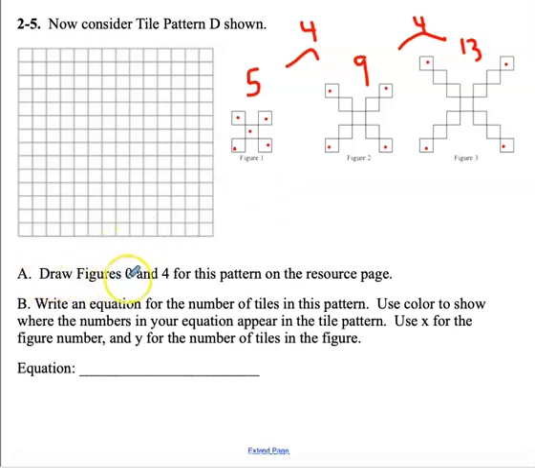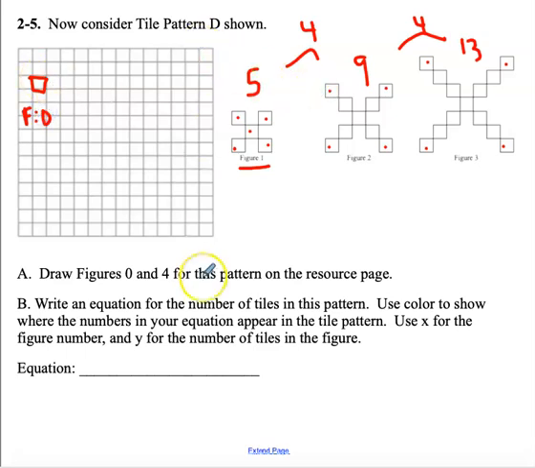So now it says draw figure 0. Well, if we have to draw figure 0, this is figure 1. Now this is where all this work comes into play. So this 5, it goes up by 4 to 9, it goes up by 4. Can we go backwards? What's 13 minus 4? 9. What's 9 minus 4? 5. What's 5 minus 4? 1. So figure 0 will have just 1. And I'm going to put the F here. So figure 0 has 1.